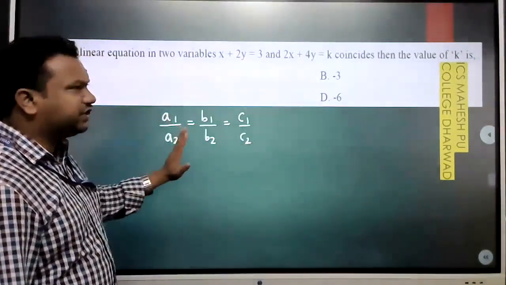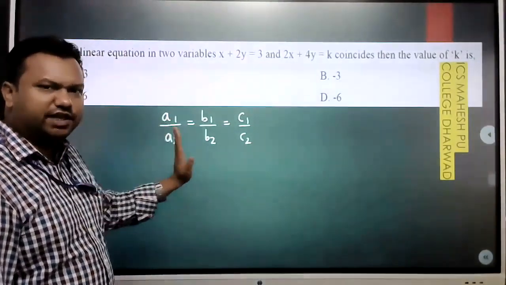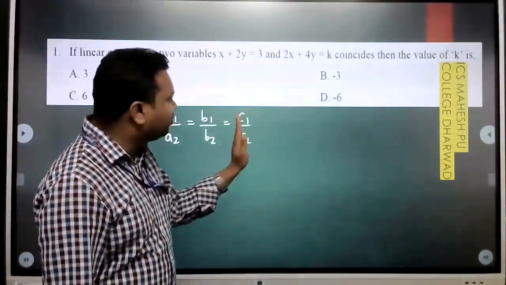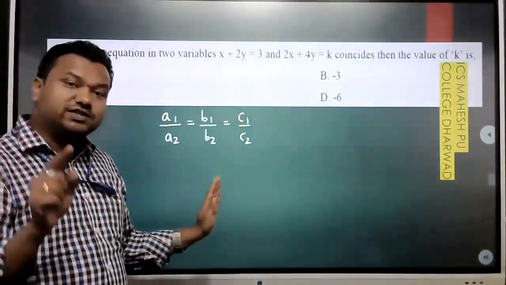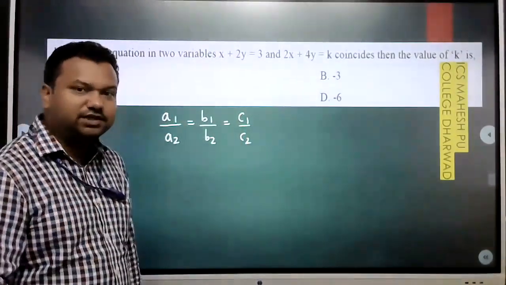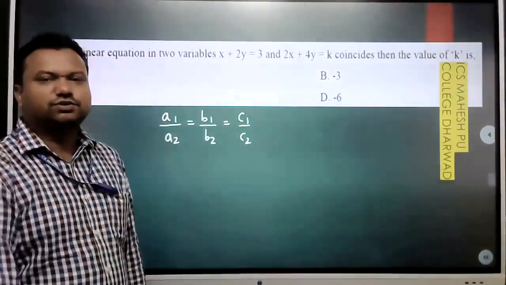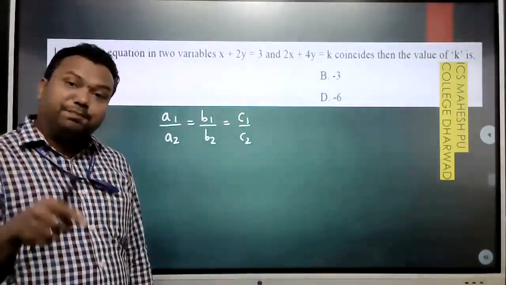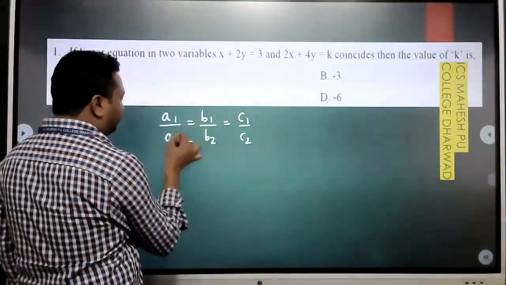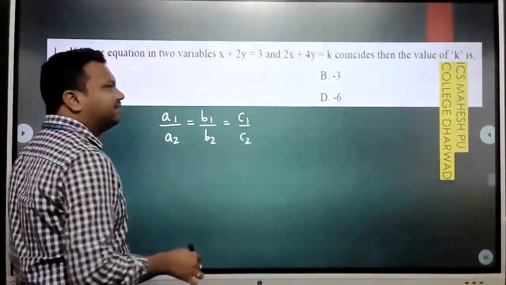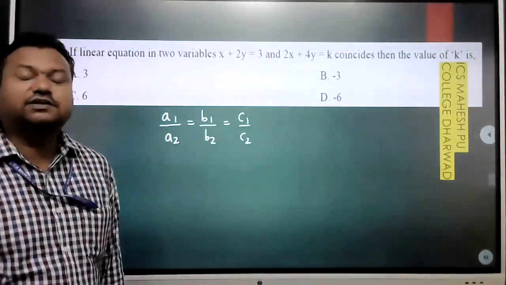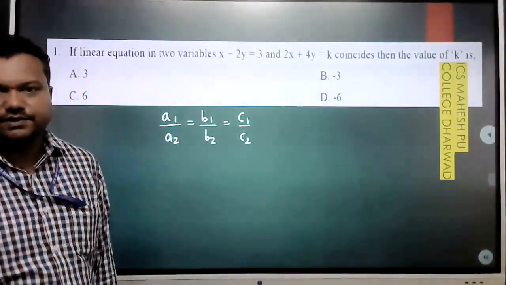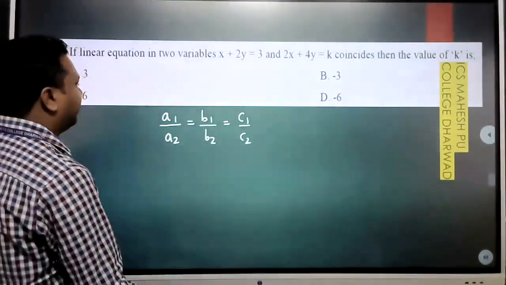If the coefficients of x and y are in the same proportion and they are also equal to the ratio of the constants, then we say that the two lines are coincident. They are coinciding with each other. Suppose the ratio of the xy coefficients is not equal to c1/c2, then we say that the given two lines are parallel in nature. I hope you remember. So let us substitute the values.